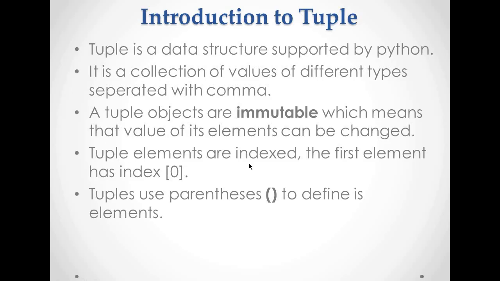And tuple elements are indexed. That is, the first element has the index 0, the second element has 1, and the next element has 2. Likewise, it goes on increasing. And a tuple is created using parentheses. We can call these parentheses round brackets also. So, a tuple is created using these round brackets.